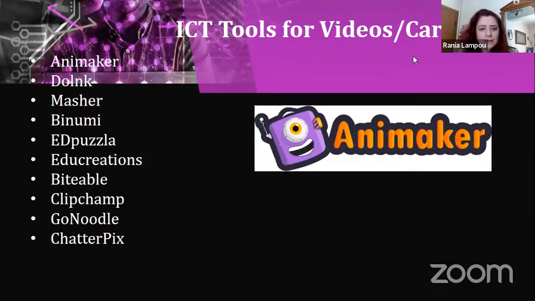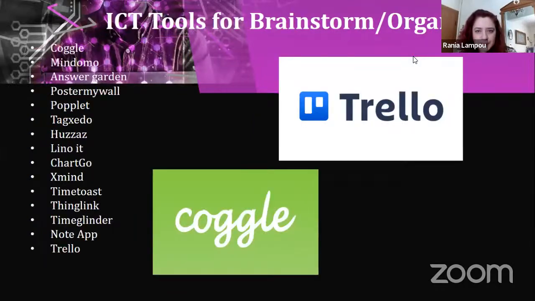Go Noodle, Edu Creations, everything that you can find that is suitable for you. And many tools for mind mapping and what we call brainstorming and organizing. For instance, we have Google. Google is the best way to share complex information. It's a mapping tool which we use to make sense of complicated things. MyDomo also is popular. Tuxedo is a word cloud with different interesting shapes.